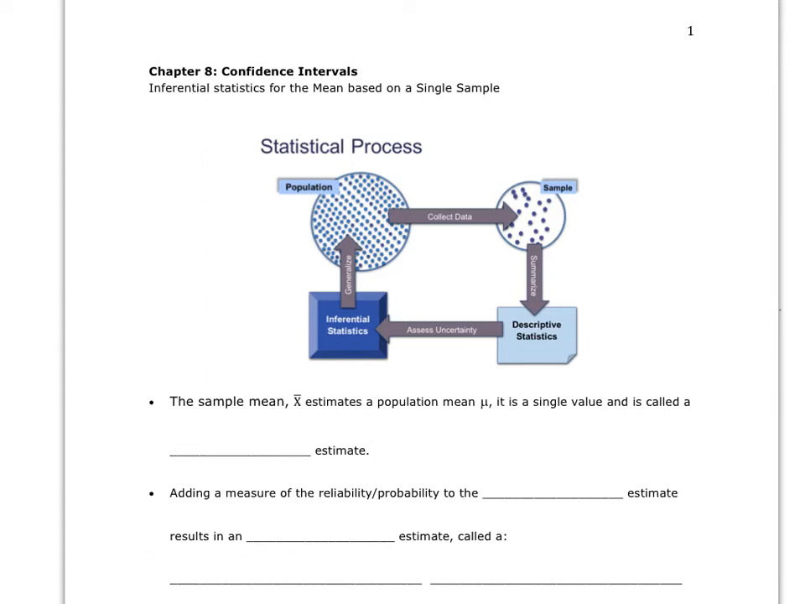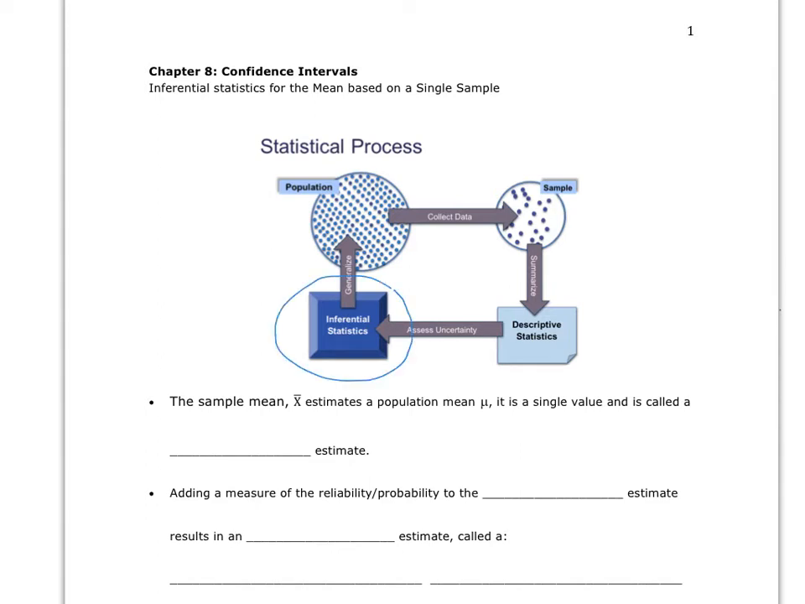Chapter 8 is on something called confidence intervals. I want to revisit our statistical process, remind ourselves where we're at in this process. We have spent the last bit of time assessing uncertainty. We've been looking at probability, we've been looking at probability distributions, and we've been looking most recently at the probability distribution of X bar, the sample mean. We are now in inferential statistics.